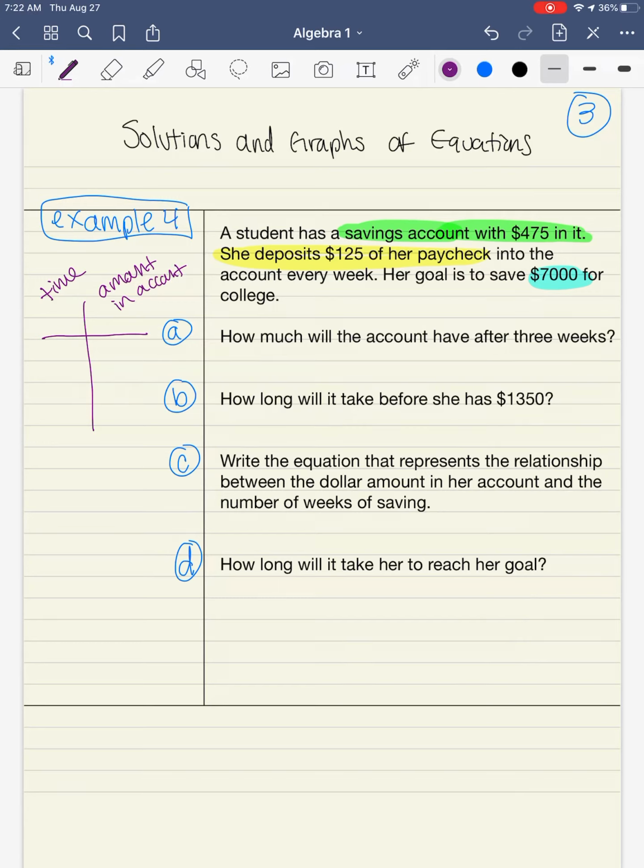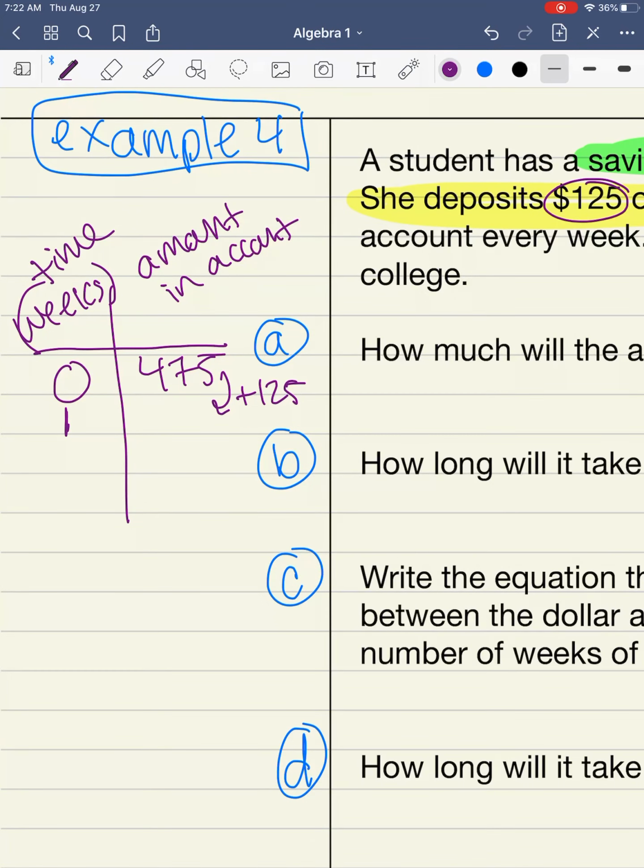All right, so time, let's see. She's starting out with $475. So that's 0 weeks. At 0 weeks, she's already got $475 in the account. After 1 week, she's adding $125 to it each time, so that would be $600. After 2 weeks, she's adding $125 to it, so that would be $725. And after 3 weeks, we add another $125, and she is at $850.